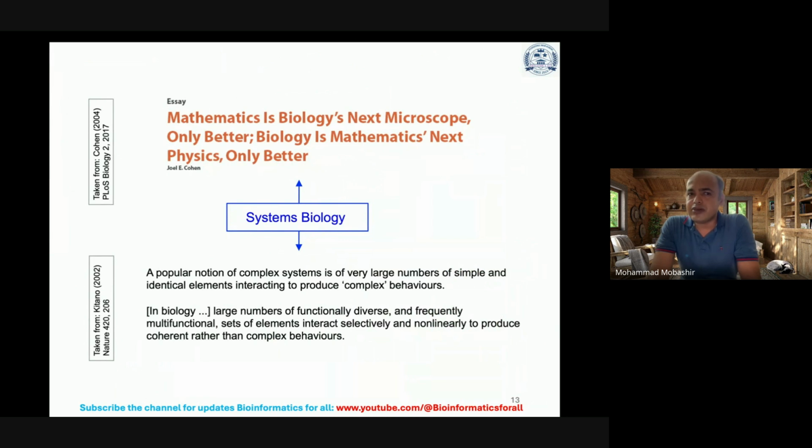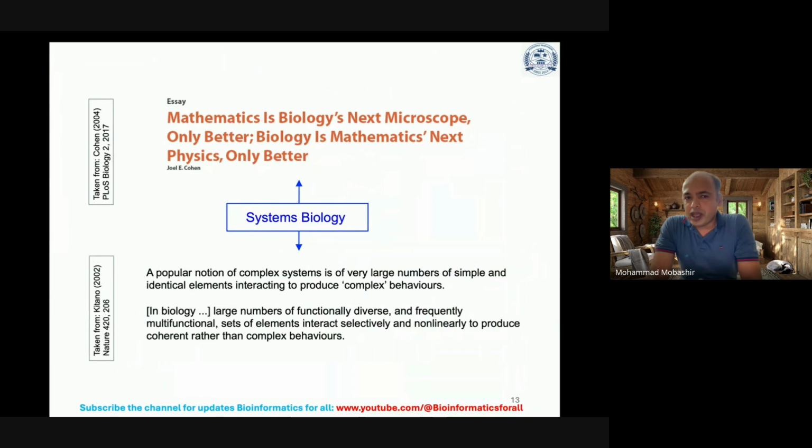Here it says in one of the essay papers, mathematics is biology's next microscope, only better. Biology is mathematics' next physics, only better. So you can also read the details of what it says about systems biology's role and what the future challenges are.